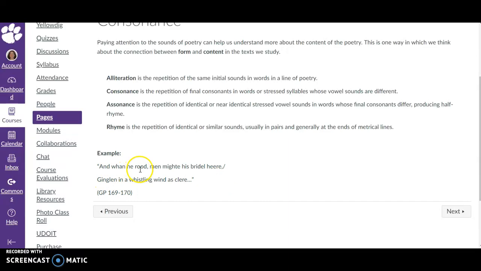"And when he rode, men might his bridle hear." Okay, well in modern English we would say that more like men might hear his bridle jingling in a whistling wind as clear as whatever. So actually, you might be surprised by how similar Middle English is to modern English when we look at that. So now we have an understanding.